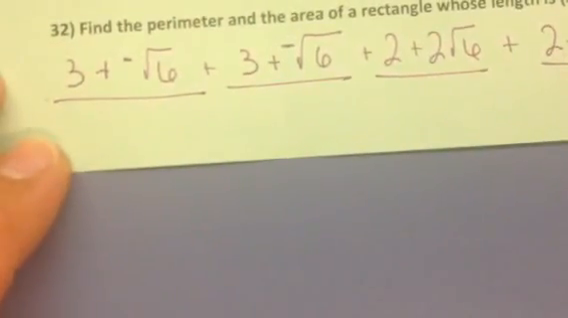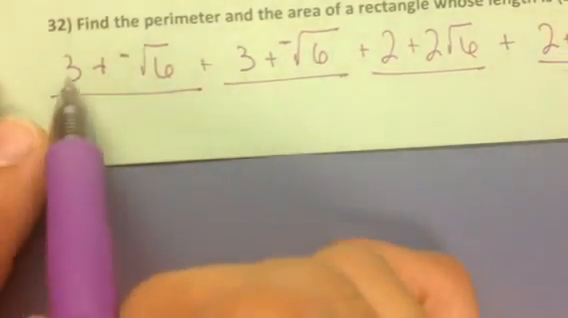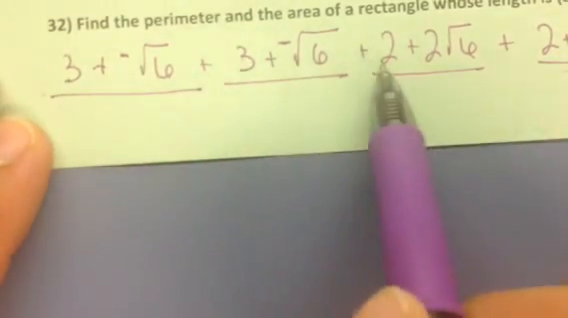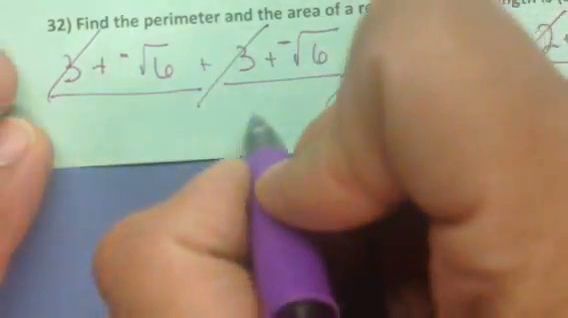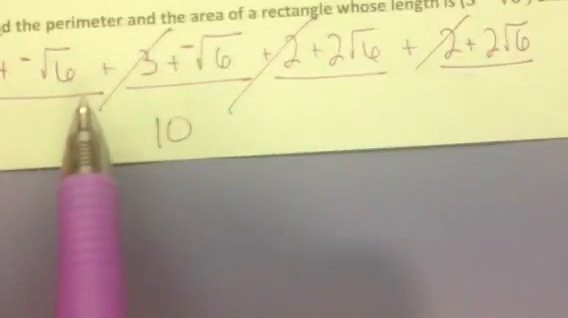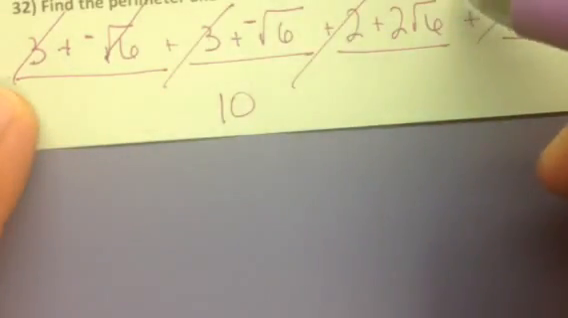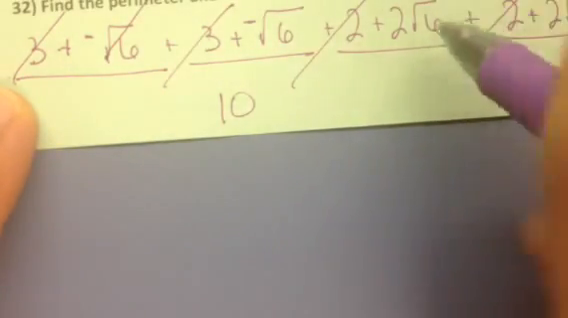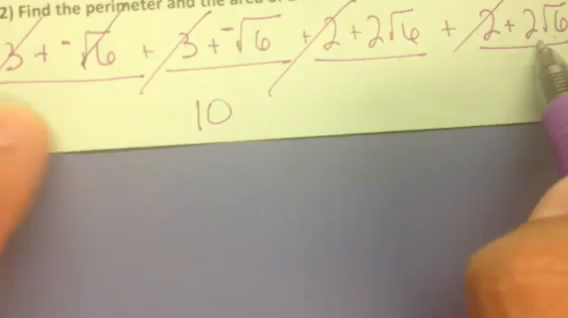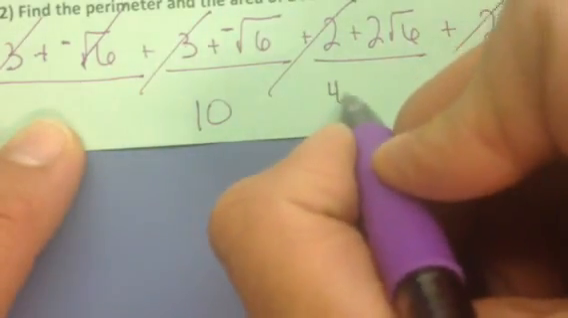So here's a length, here's a length, here's a width, here's a width. And now I'm just going to add the things that are alike. Very, very picky. So 3 plus 3 is 6. 6 plus 2 is 8. 8 plus 2 is 10. And now I'm going to add up all these square roots of 6. So this negative version can cancel out this. Well, let's do these first. So 2 square root of 6 and 2 square root of 6, that's 4 square root of 6 so far. I'm going to write that down.